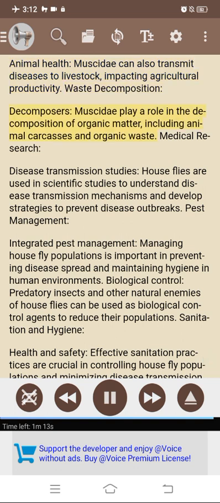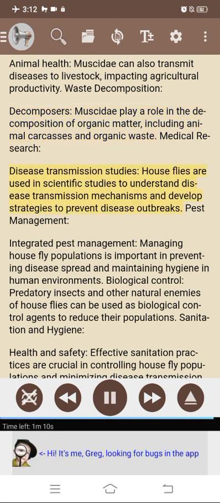Waste decomposition. Decomposers. Muscidae play a role in the decomposition of organic matter, including animal carcasses and organic waste. Medical research. Disease transmission studies. Houseflies are used in scientific studies to understand disease transmission mechanisms and develop strategies to prevent disease outbreaks. Pest management. Integrated pest management. Managing housefly populations is important in preventing disease spread and maintaining hygiene in human environments. Biological control. Predatory insects and other natural enemies of houseflies can be used as biological control agents to reduce their populations.